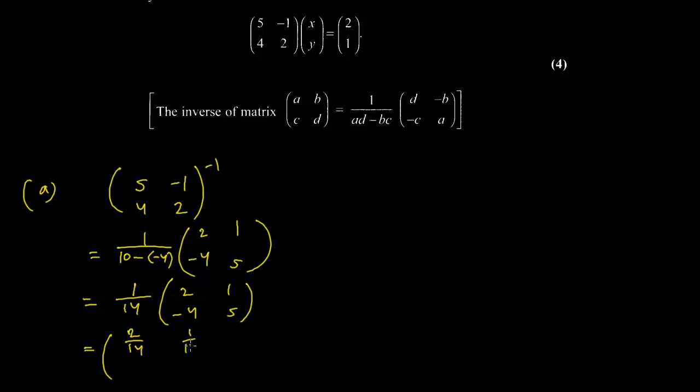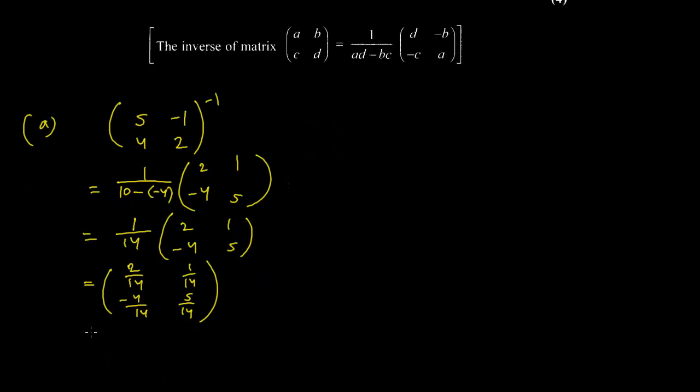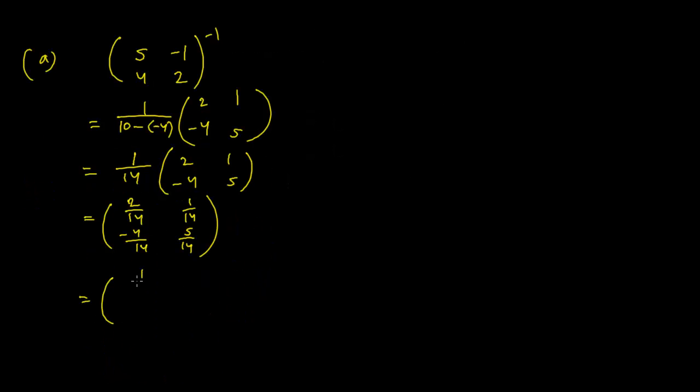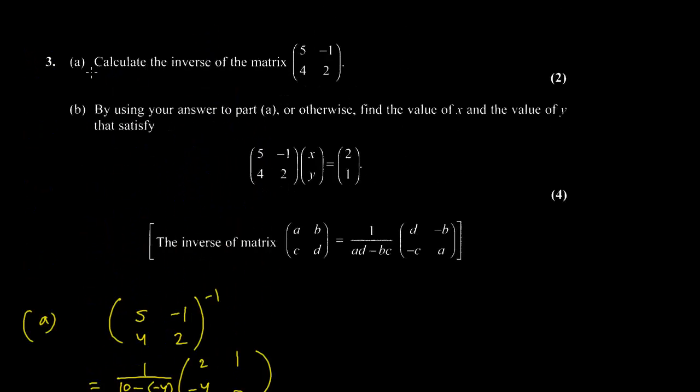1 by 14 into 1 is 1 by 14. 1 by 14 into minus 4 is minus 4 by 14. 1 by 14 into 5 is 5 by 14. We can further simplify this as 1 by 7, 1 by 14, minus 2 by 7, 5 by 14. Now the next one is by using your answer, you have to solve this.